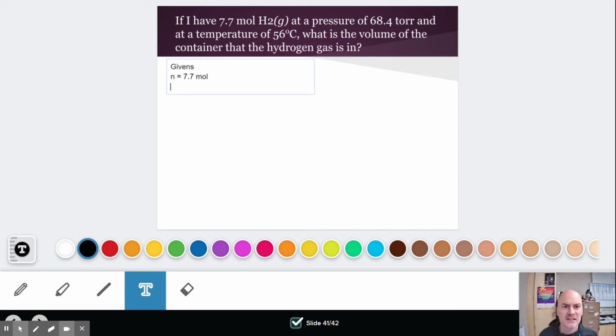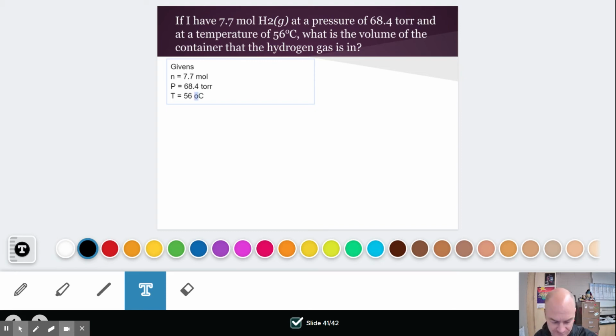And a pressure of 68.4 torr. So if I'm looking, okay, there's torr. So torr is for pressure, P. P equals 68.4 torr. Okay, what else? 56 degrees Celsius. So degrees Celsius is here. T, that's temperature then. 56 degrees Celsius.